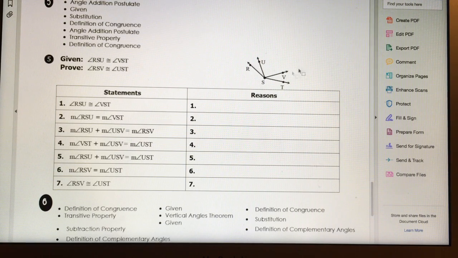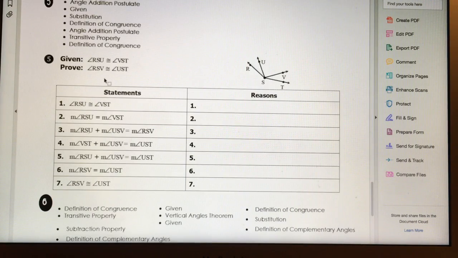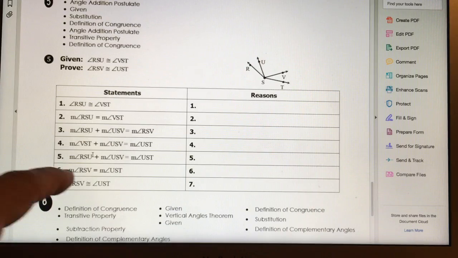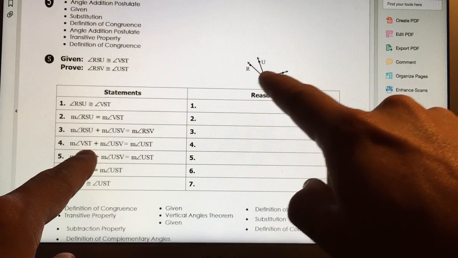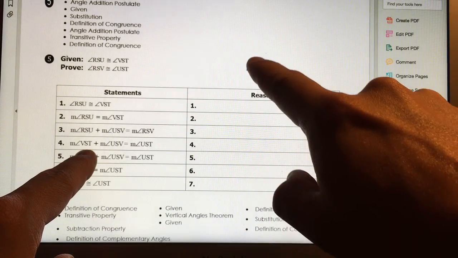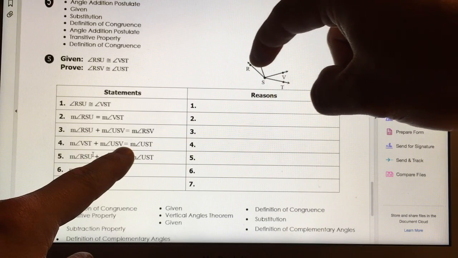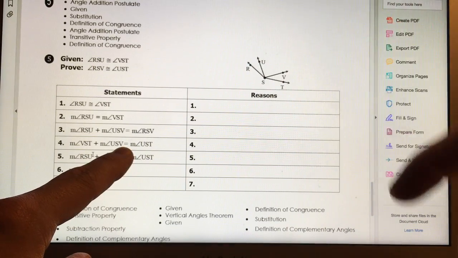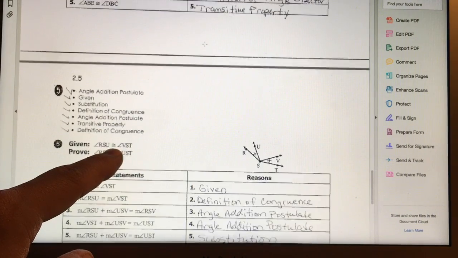So, continuing onward, we have angle addition postulate for number 3. Then we have another one that kind of looks like that. So we got VST, which is that little one right there, plus USV, which is this middle one, is equal to the measure of UST, which is the sum of them two together. That's part plus part equals whole again. So that's another angle addition postulate.